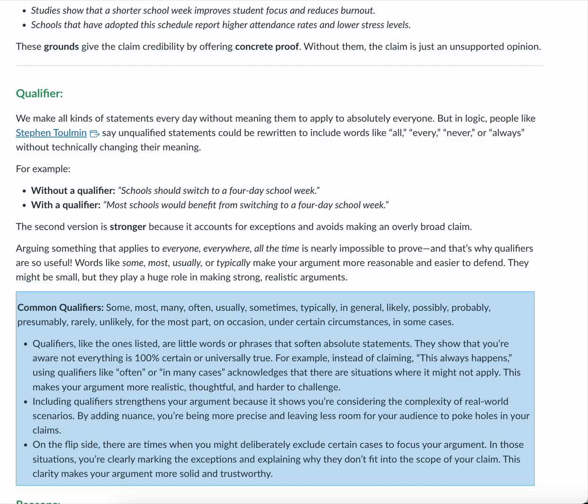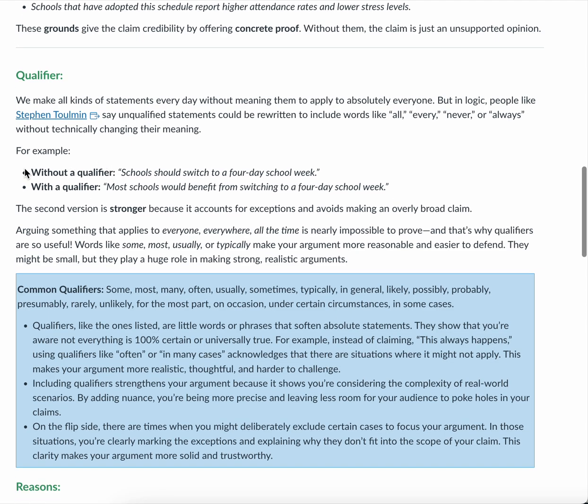Next, we have our qualifiers. Most arguments aren't 100% certain, and that's where qualifiers come in. These are words like some, most, usually, typically, and they soften absolute statements, making them a little bit more reasonable. An example of one without a qualifier: schools should switch to a 4-day school week. With a qualifier: most schools would benefit from switching to a 4-day school week. In this case, our qualifier is most. If you notice, the second version is a little bit stronger because it accounts for exceptions and avoids making an overly broad claim, which we want to avoid.